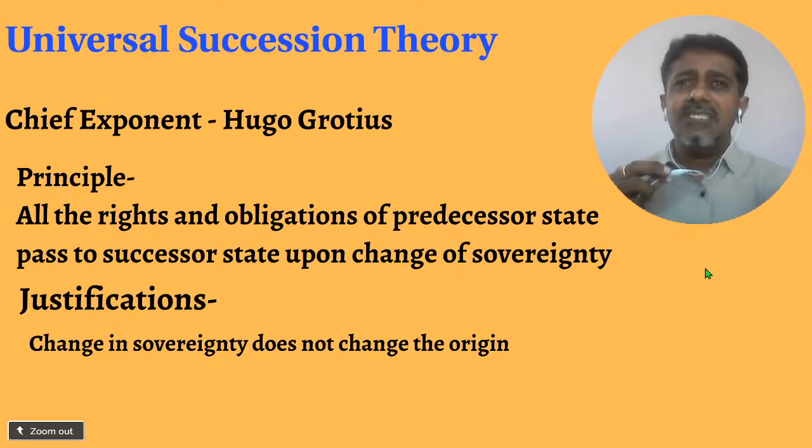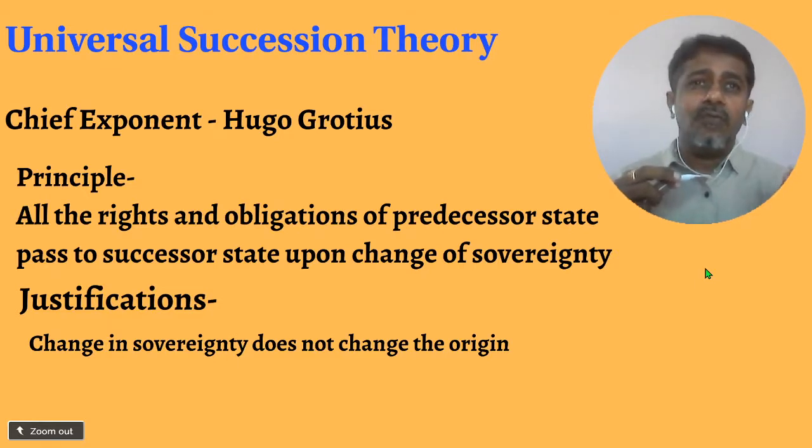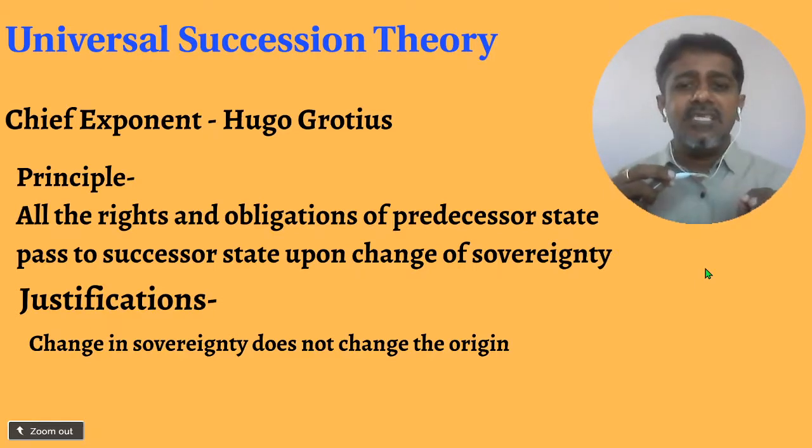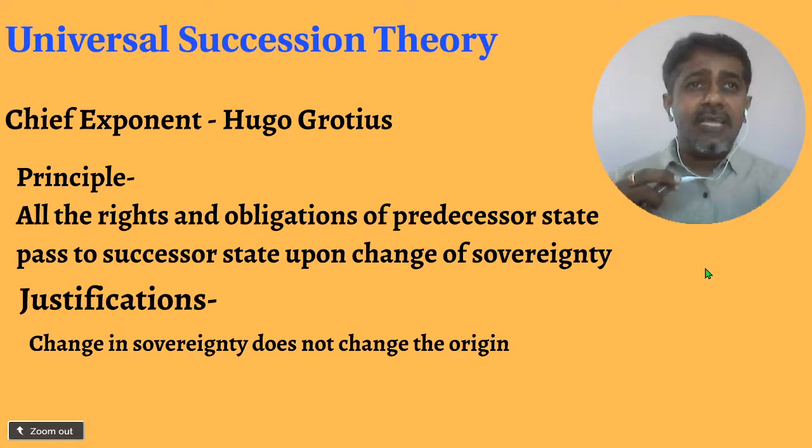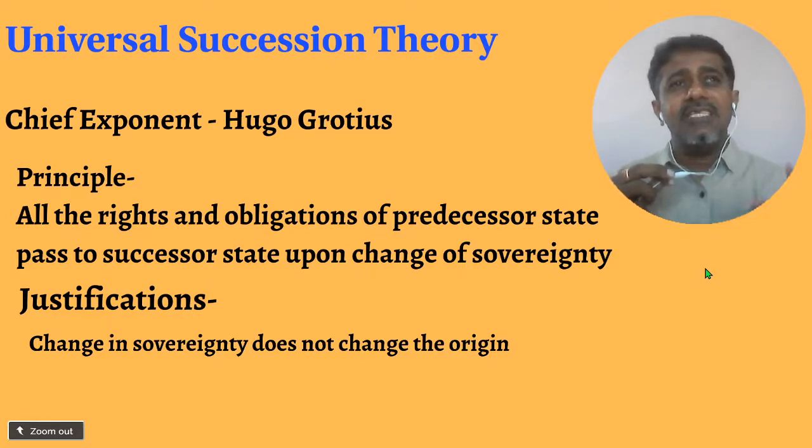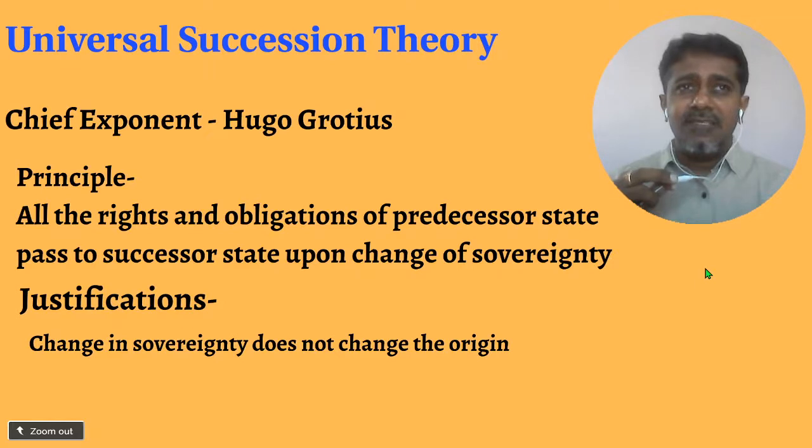That being the case, a mere change in the people who rule the country or territory is not going to affect the origin. As the originator is God, God remains the same and the state remains the same. Only the sovereignty changes, therefore the state remains intact. So whatever rights and obligations the earlier sovereign had are going to be succeeded by the successor sovereign. That is how it works according to the universal succession theory.